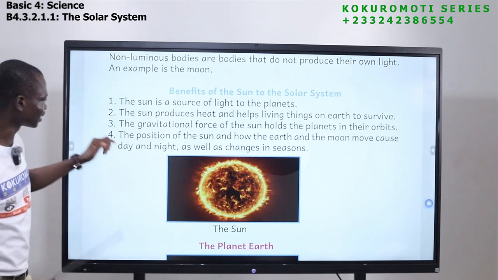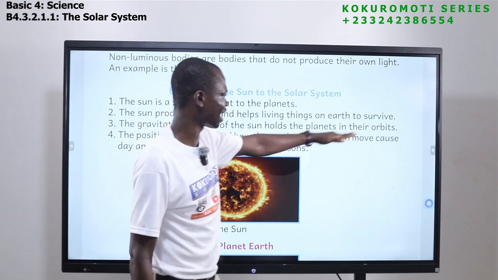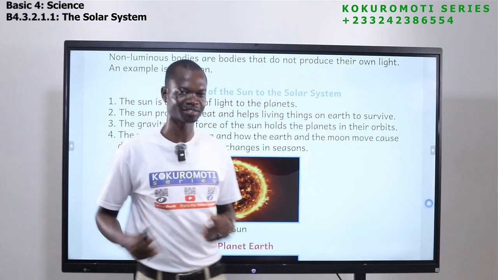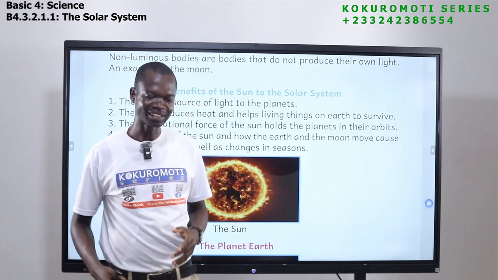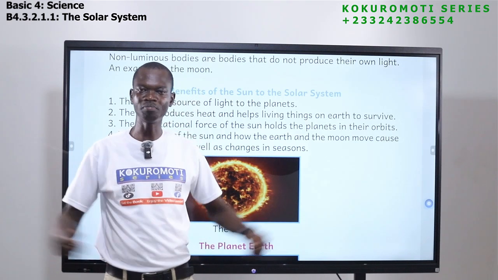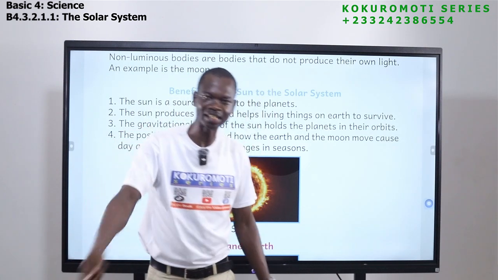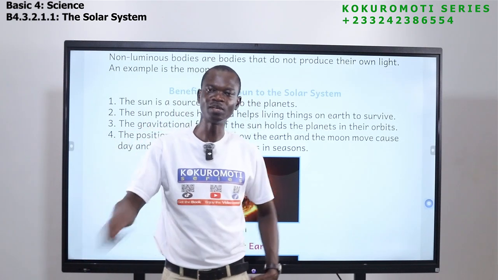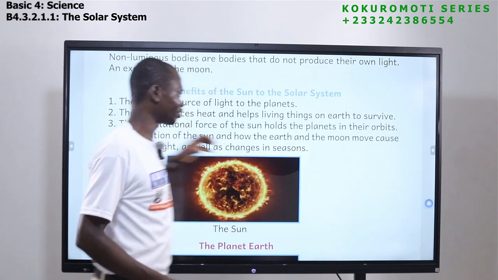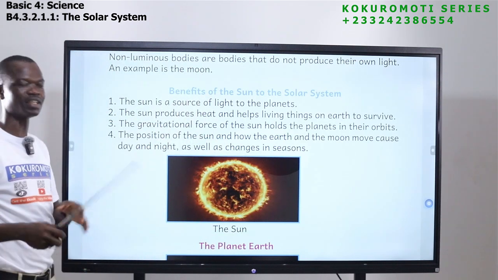The next one is that the gravitational force of the sun holds the planets in their orbits. I have told you that all the planets, the 8 planets, they go around the sun. But they don't collide, they don't crash, they don't come together, they don't meet. All of them are always in their lane. I've told you the name of their lane. That is orbit. It's because of the gravitational force that makes sure that they are always in their lane.